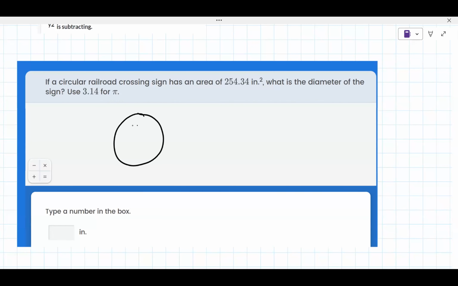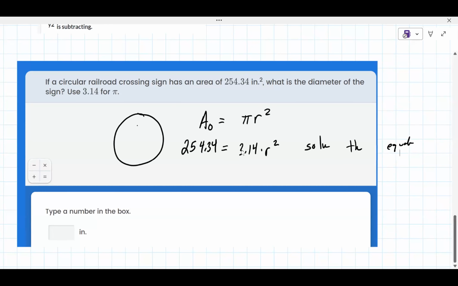Circular railroad sign. The area of a circle is pi r squared. They're telling you to use 3.14 for pi, and they're telling you the area is 254.34. So you just have to solve this equation. How do you undo multiplication by 3.14? You divide. So go ahead and divide. All right. I'm opening up Desmos for this one second. All right.